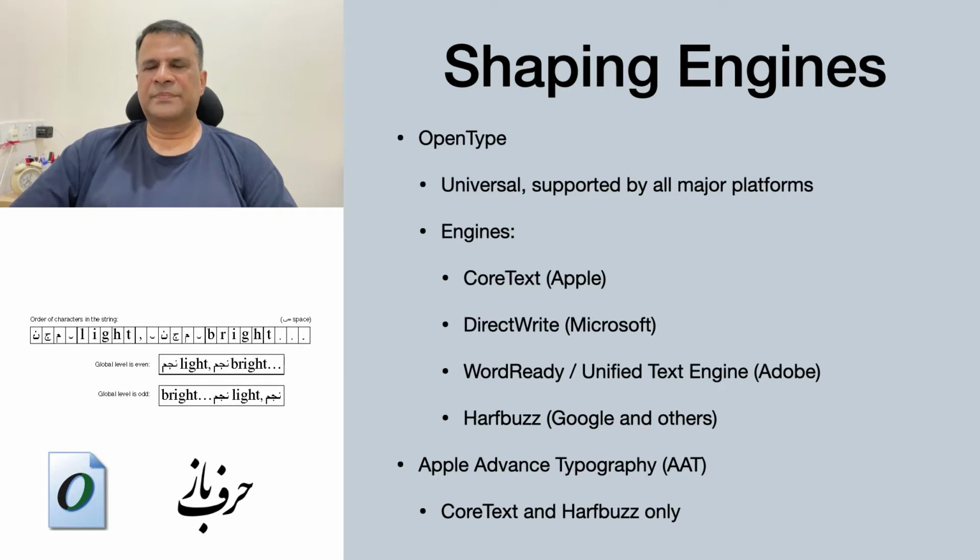There are a couple of shaping engines. Two of them are most popular. OpenType, which everybody probably works with now, is universal. It's supported by all platforms. It's the engine used by CoreText, Apple. Apple also supports AAT. DirectWrite supports OpenType from Microsoft. WorldReady, now called UTE, or Unified Text Engine, from Adobe, and HarfBuzz, from Google, on Linux and other platforms. AAT is currently only supported by CoreText and HarfBuzz. That was quite interesting, to see HarfBuzz adding support for AAT.